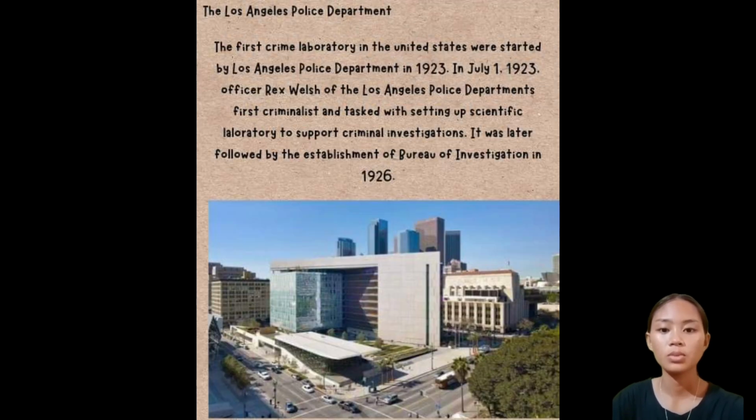The Los Angeles Police Department started the first crime laboratory in the United States in 1923. On July 1, 1923, Officer Rex Welch of the Los Angeles Police Department was assigned to be the department's first criminalist and tasked with setting up a scientific laboratory to support criminal investigations. It was later followed by the establishment of the Bureau of Investigation in 1926.